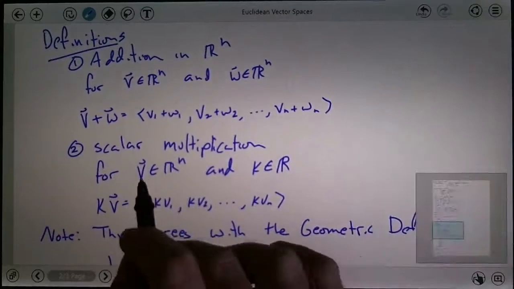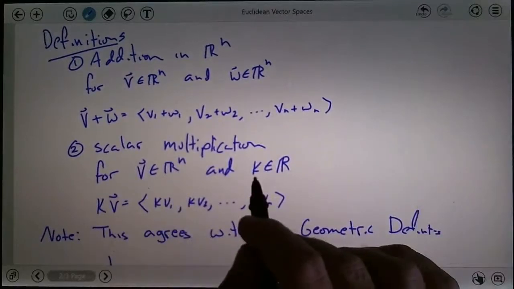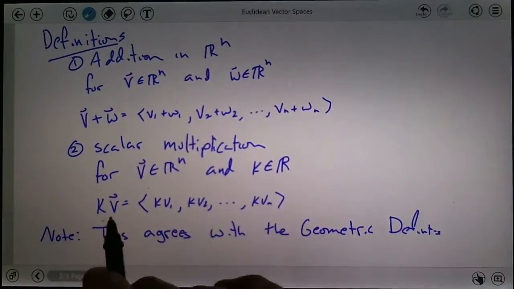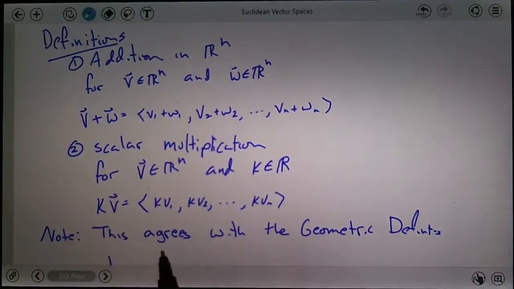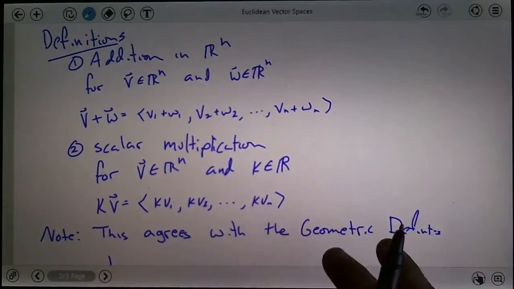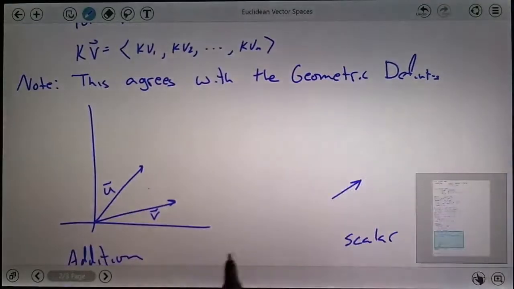Okay. Scalar multiplication. If I've got a vector in Rn and a real number k, then k times this vector, or this n-tuple, is just k times the first component, k times the second, and so on. Okay. This agrees with our geometric definition.